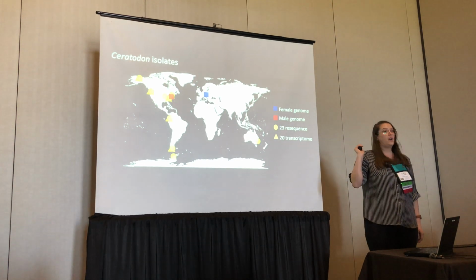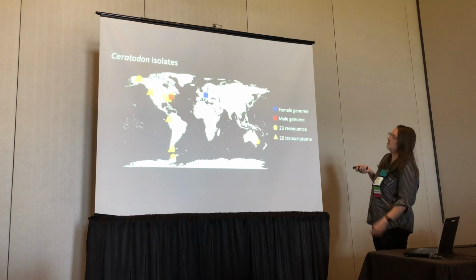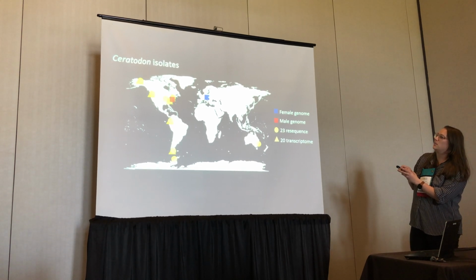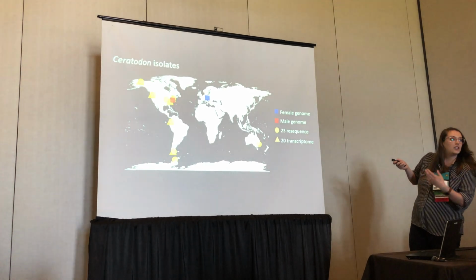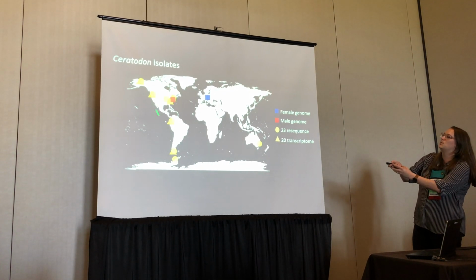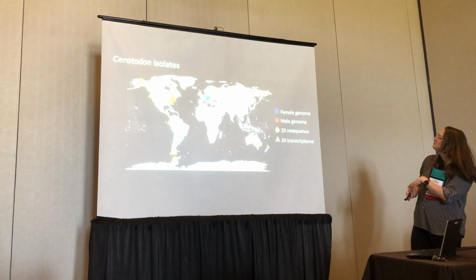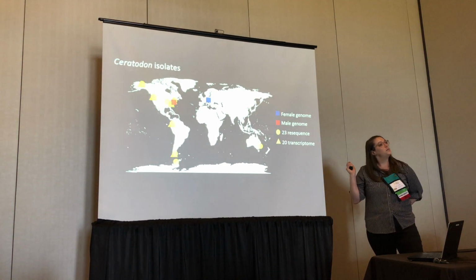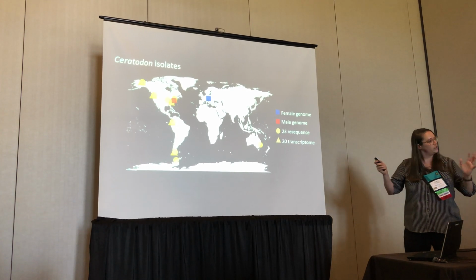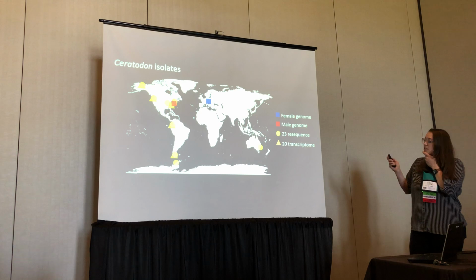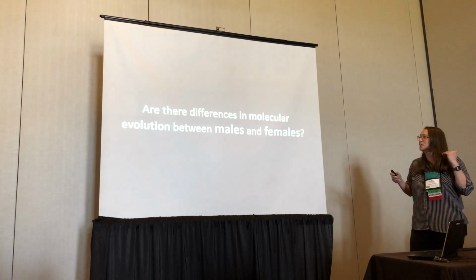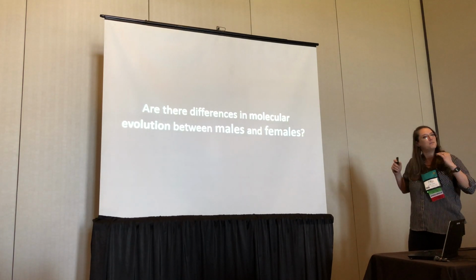In addition to our genome, we have some other genomic data that we get to work with. These are where our genome isolates are from, our male and our female. But we also have 23 genome sequence isolates. They span a nice latitudinal distribution here, and then one from over here in Australia. We also have 20 transcriptome isolates, which are from some of the same overlapping populations as our resequenced data. These are the data that we're going to be using to address this question: are there differences in molecular evolution between males and females?